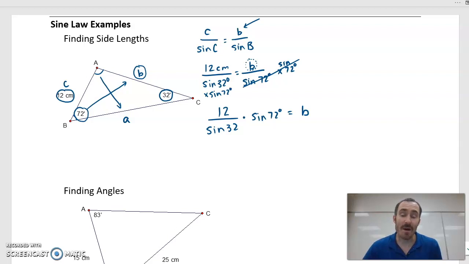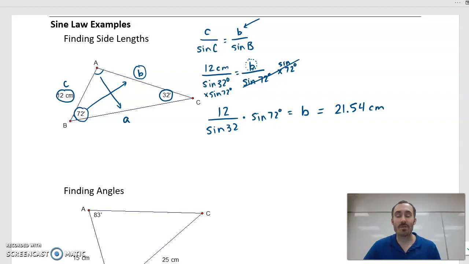And a B by itself on the right side. So now I'm going to put this into my calculator: 12 divided by the sine of 32 degrees times the sine of 72 degrees. And when I calculate that out, I get 21.54 centimeters. Okay, put that into your calculator, check that you can actually get that answer. If you didn't get 21.54, then we need to figure out how your calculator wants you to type this in.